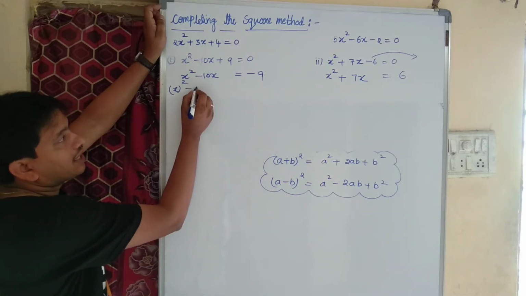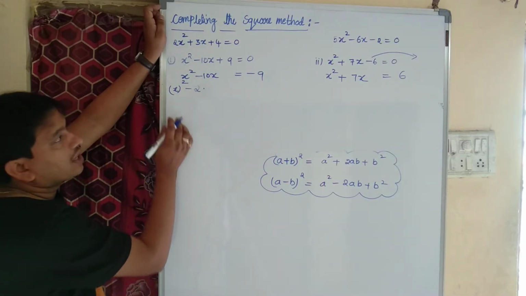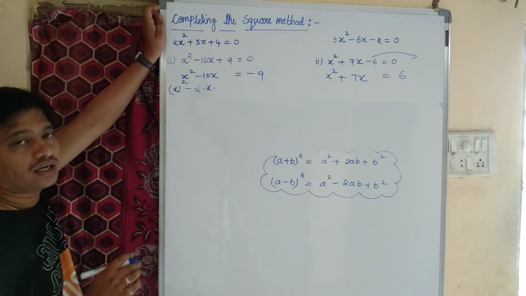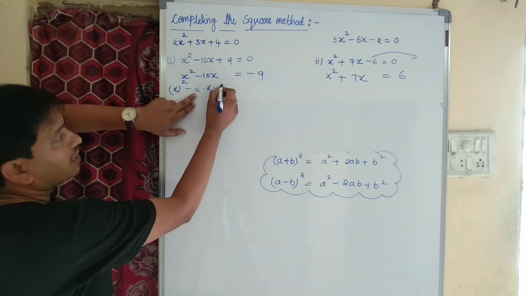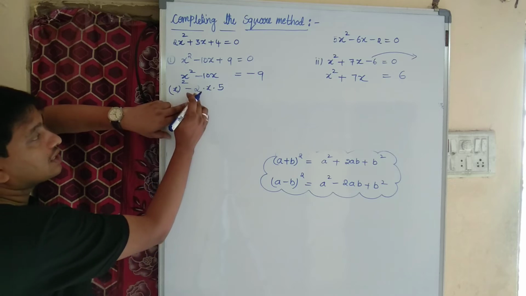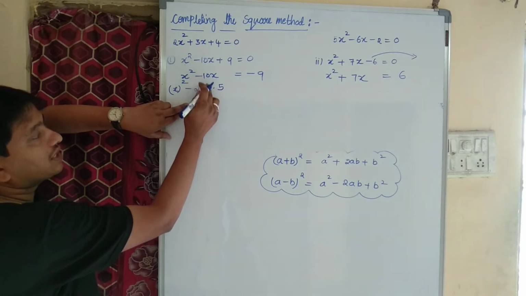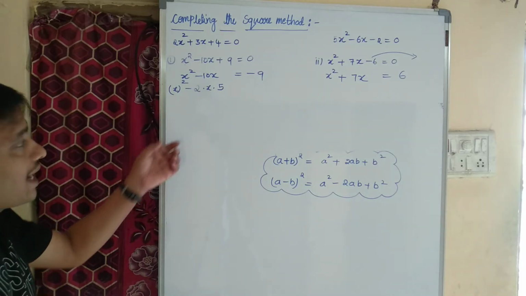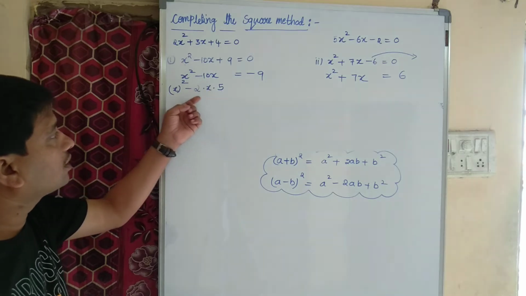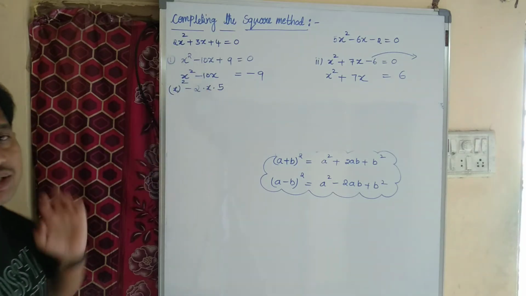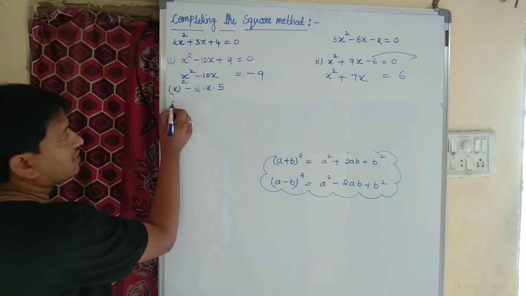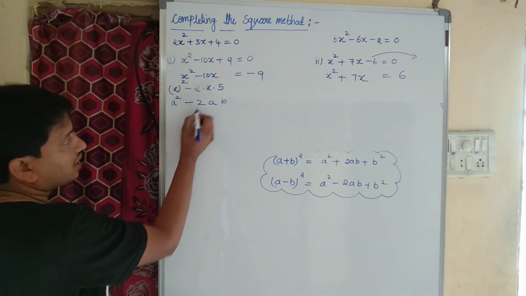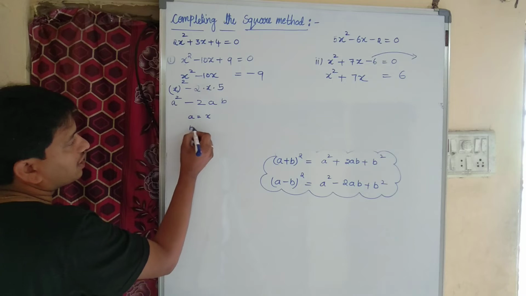So 10x I can write as minus 2 into, as the value of a is x, what is the value of b, can you find out? So children, the value of b is 5. Why? Because if I multiply 2 into 5, 2 fives are 10, and I'll get 10x only. Students, 10x I can write as minus 2 into x into 5. So 2 fives are 10 into x, 10x. If you observe this properly, it is in the form of a square minus 2ab. Here the value of a is x and the value of b is 5.